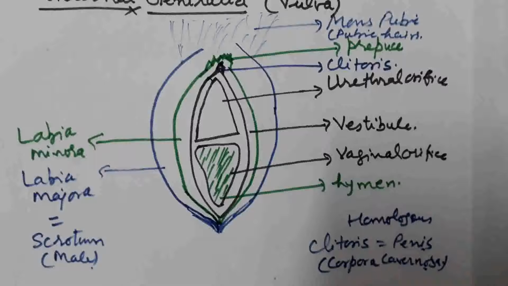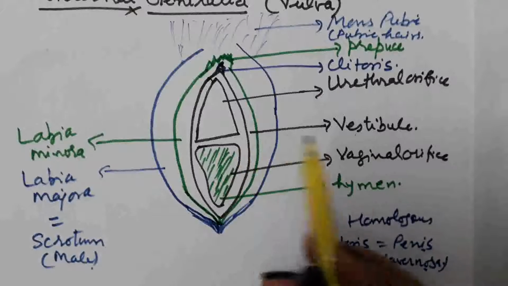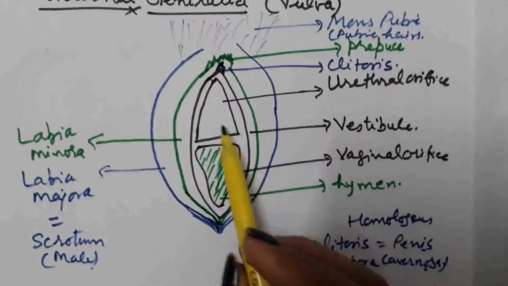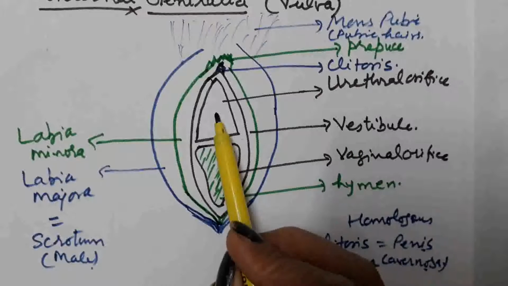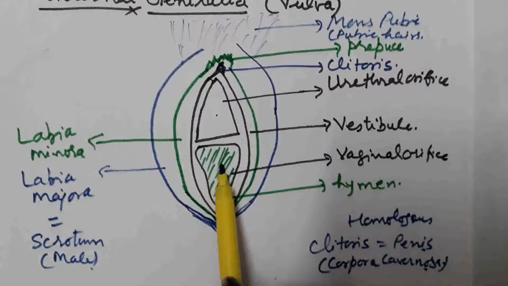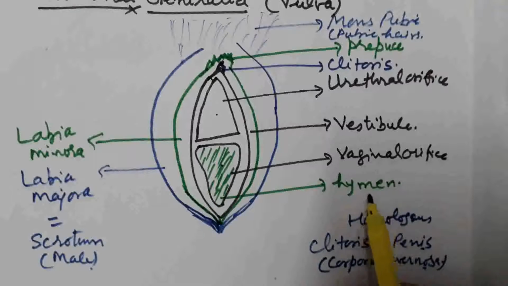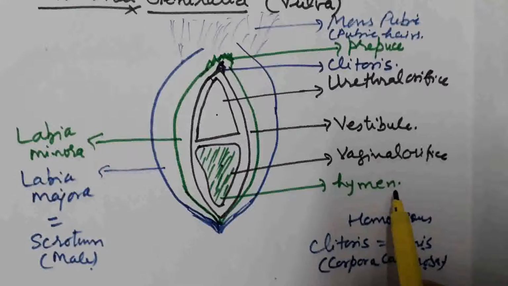This is the structure of the vestibule, that is the external genital organ in the case of a female. In the center there is a depression which we call the vestibule. In the depression there are two openings. The above opening is known as the urethral orifice and the lower opening is known as the vaginal orifice. On the vaginal orifice there is a thin membrane which we call the hymen. Hymen is present only in the case of virgin females.